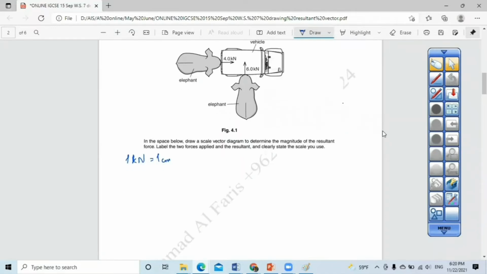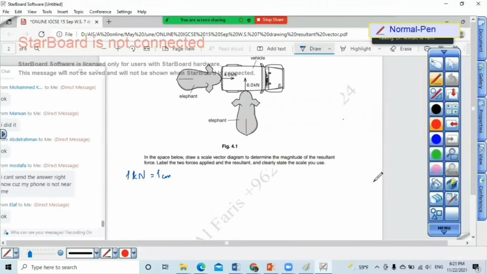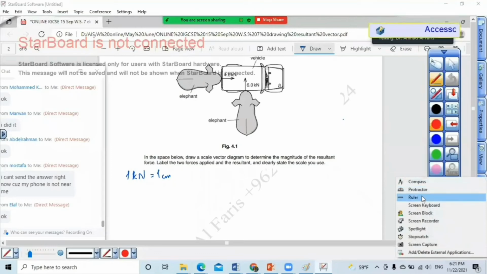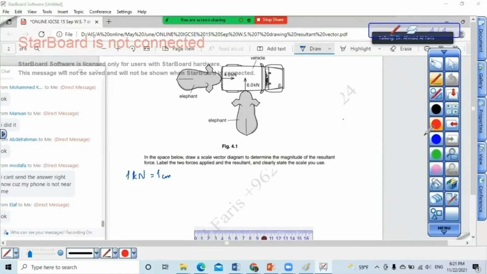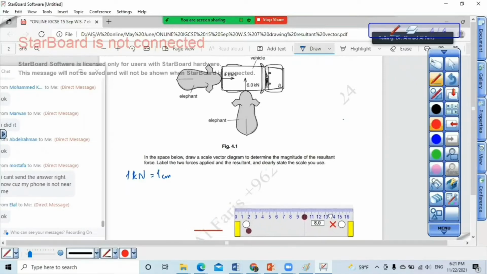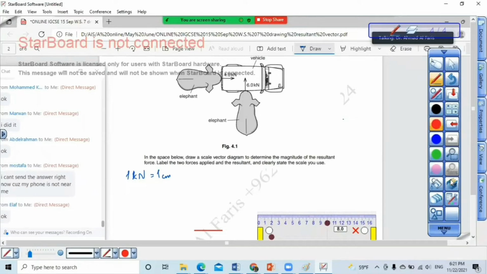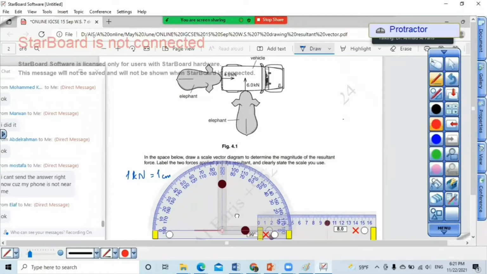So how can I do that? I bring my ruler and my protractor. So this is the ruler. I'll draw a line to the right, as I told you now. How long is it supposed to be? 4 centimeters. So 0, 1, 2, 3, 4 until the end of 4 centimeters. I stop. I need to make sure that my angle is 90 degrees. So I bring my protractor and put it on the edge. I draw a mark, a line here.